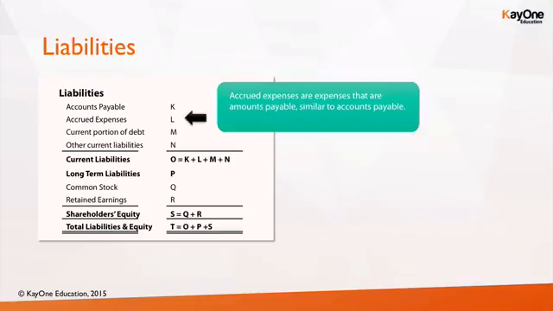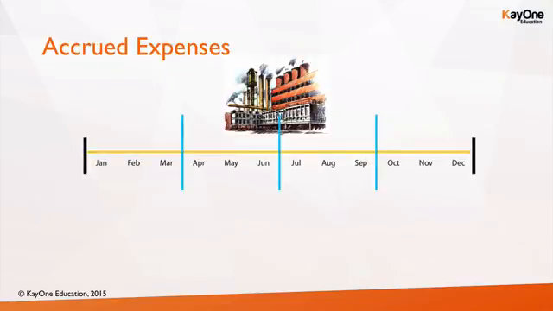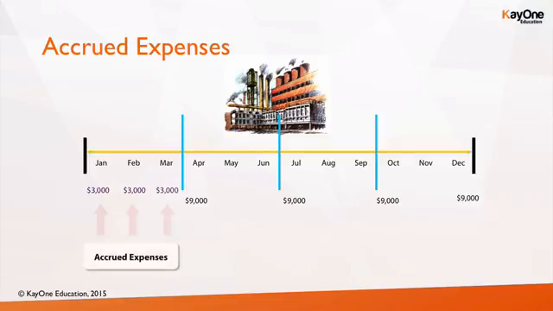The next item is accrued expenses. Just like accounts payable, these are also amounts that are accrued but not yet payable. Let's look at an example. Assume that you've taken a factory on lease, where you have quarterly lease payments that are to be paid to the owner. Let's assume that the quarterly payments are $9,000 each. So every month you accrue $3,000 as accrued expenses, because under the accrual concept you accrue the expenses as and when they are due. So you accrue these expenses under the head accrued expenses.